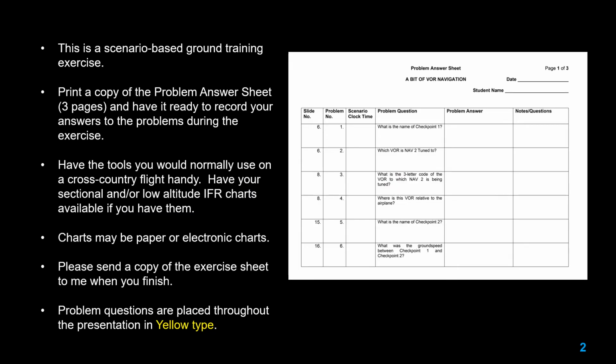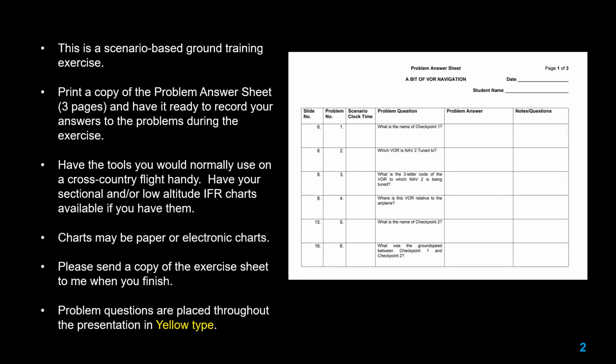This is a scenario-based ground training exercise. Print a copy of the problem answer sheet and have it ready to record your answers during the exercise. Have the tools you would normally use on a cross-country flight handy. Have your sectional and/or low-altitude IFR charts handy if you have them. Charts may be paper or electronic charts.